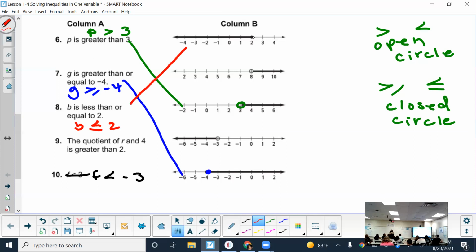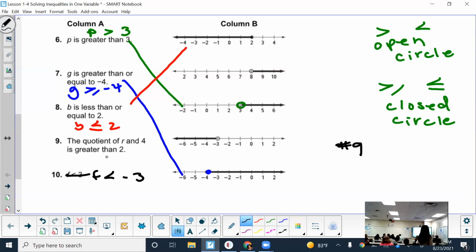All right, on the 2, closed circle, pointing at numbers smaller than 2. Number 9, this one might have been a little tricky. The quotient of R and 4 is greater than 2. So I'll do the work for number 9 over here.